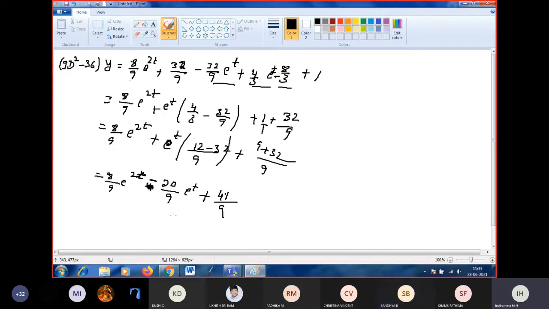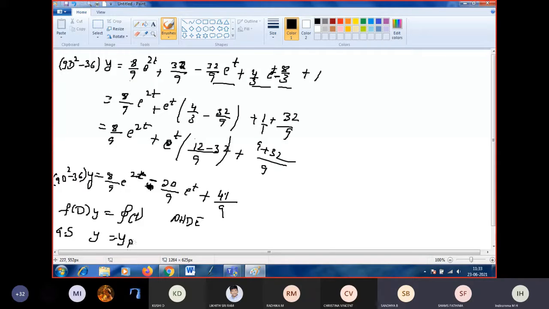So now we have made this simple. So LHS is 9D square minus 36 into y itself. We call this, okay, next. It is of the form f of D into y is equal to phi of t. It is a non-homogeneous differential equation. So then what is the general solution? y is equal to yc plus yp. Okay, you call this equation number 2.